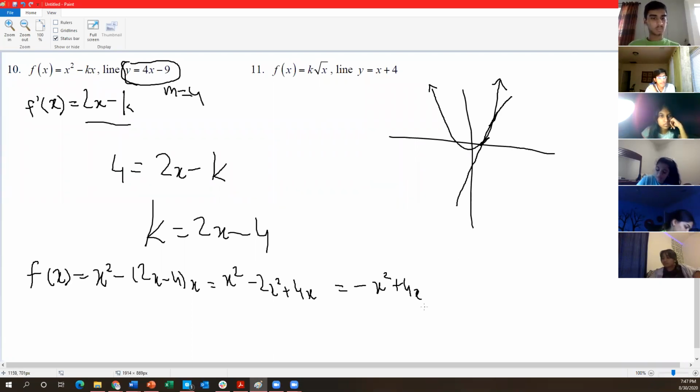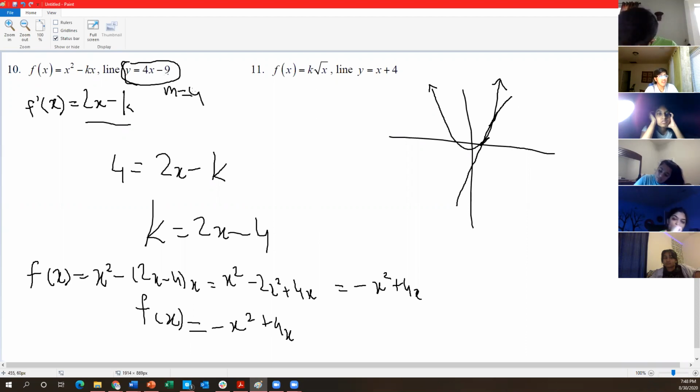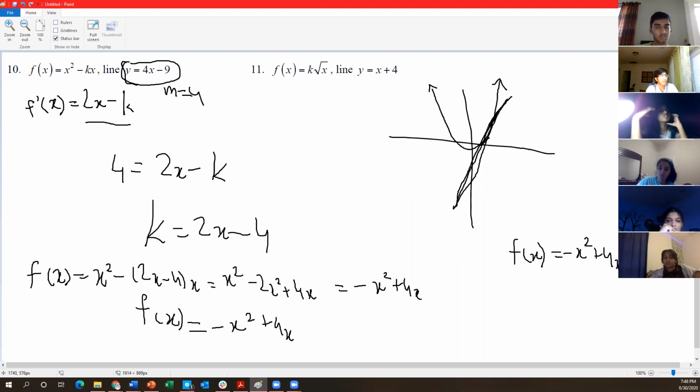Good so far? So that means f of x is really minus x squared plus 4x. Now here's the thing. To really figure out the points specifically at which the tangent line is equal to this line, we need to figure out when this line is equal to f of x. What we're going to do is set f of x, which is negative x squared plus 4x, equal to our line here, which is 4x minus 9.